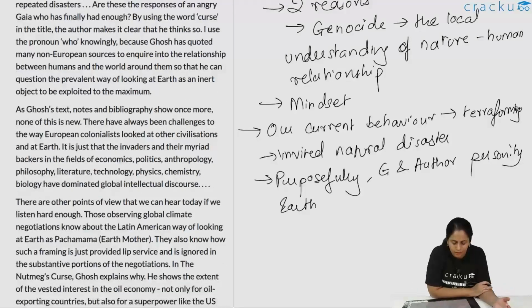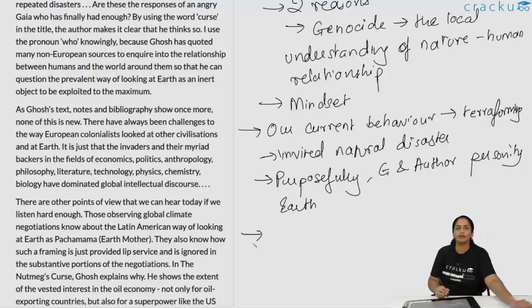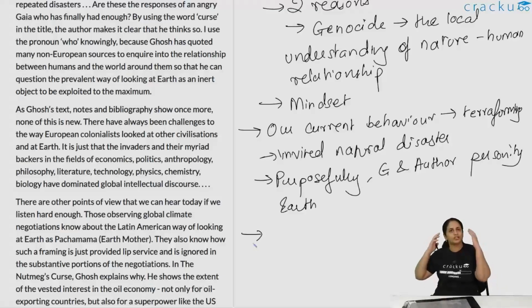As Ghosh's texts, notes and bibliography show once more, none of this is new. There have always been challenges to the way European colonists looked at other civilizations and at Earth. It is just that the invaders and their myriad backers in the fields of economics, politics, anthropology, philosophy, literature, technology, physics, chemistry, biology have dominated the global intellectual discourse. So the author says that this view of looking at Earth is not new. This idea that we look at Earth as a person is not a new idea. It's not Ghosh's idea. This is a very old idea.